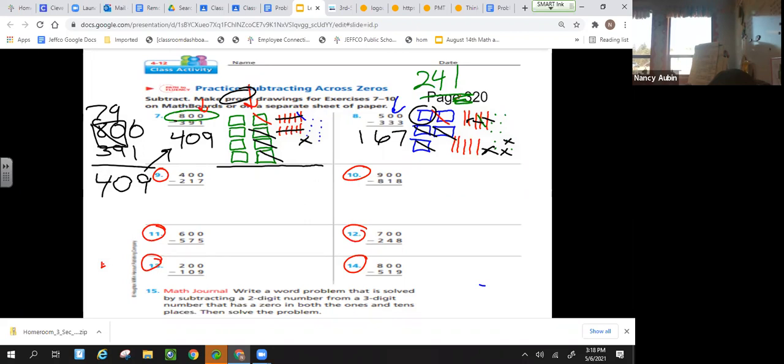Just a little reminder, if the number on top is smaller than the number below it, you have to make a new group. You cannot do it. Some of us are still forgetting that.